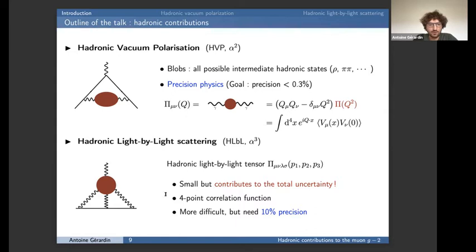But in the end, it is also a smaller contribution because it is alpha cubed. And so in this case, just 10% will already be enough to reach the same precision as the experiment. So these two calculations are difficult, but I would say not for the same reason. For the HVP, it's really because we want to do precision physics. In the second case, it's more because what we have to consider is a very complicated four-point correlation function. So I will discuss these two contributions in this talk.